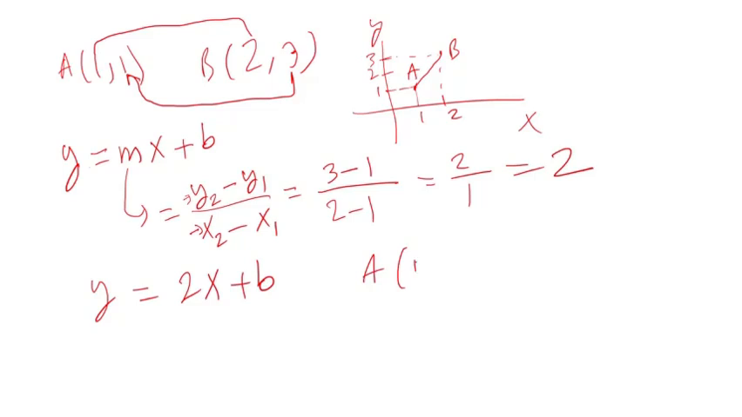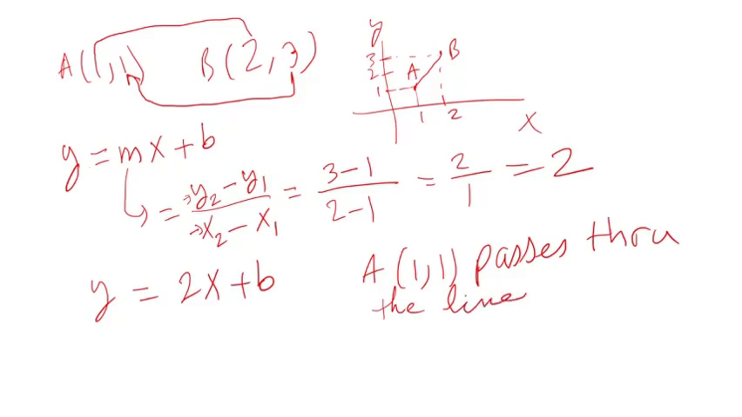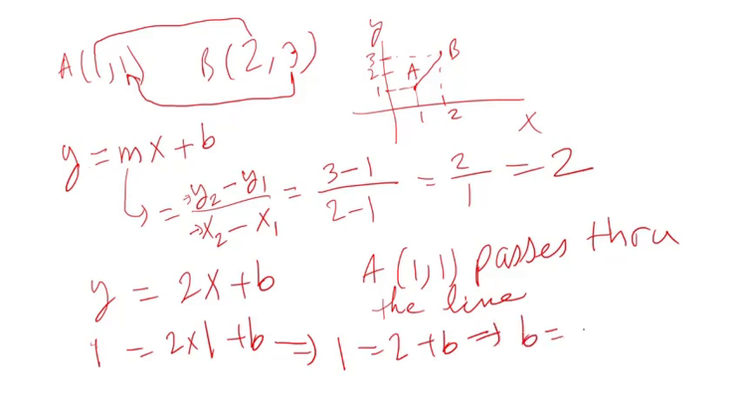Since A with coordinates 1, 1 passes through the line, I can substitute the values of x and y of A and calculate b. So 1 is equal to 2 times 1 plus b. So 1 is equal to 2 plus b. That means b is equal to 1 minus 2, which is minus 1. So b is equal to minus 1.